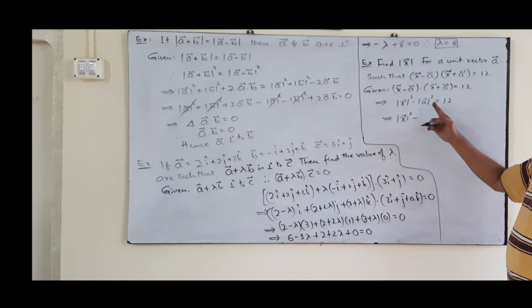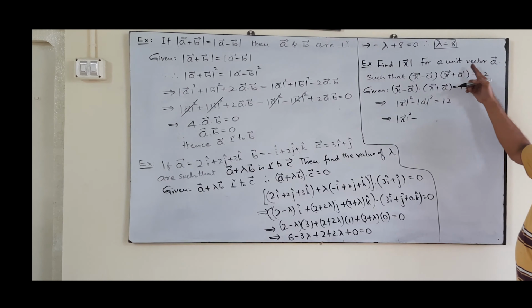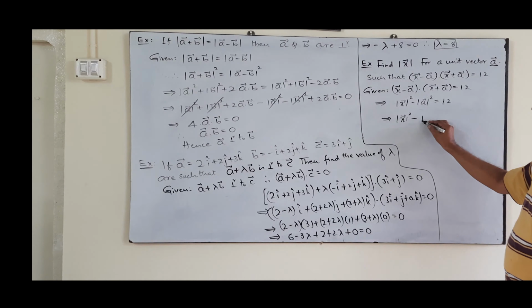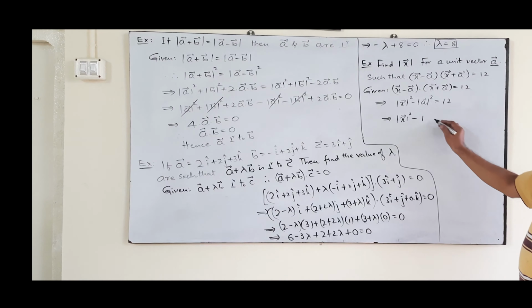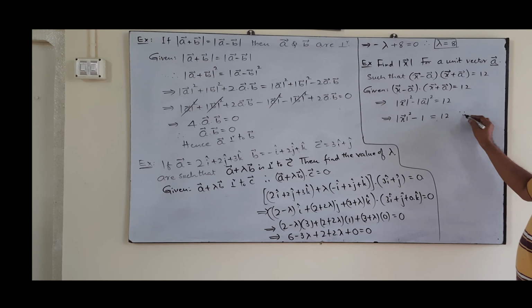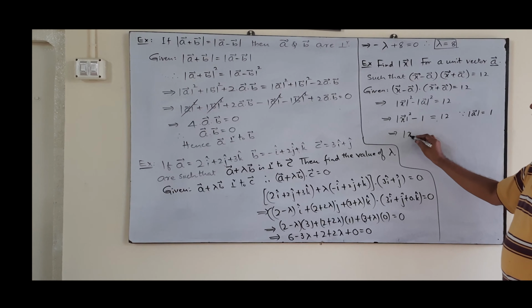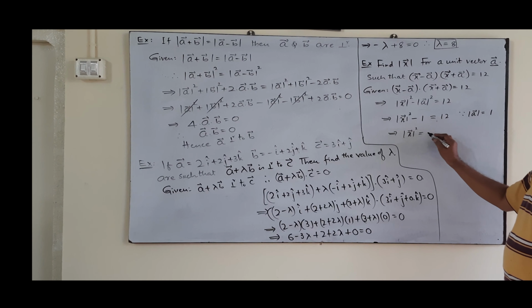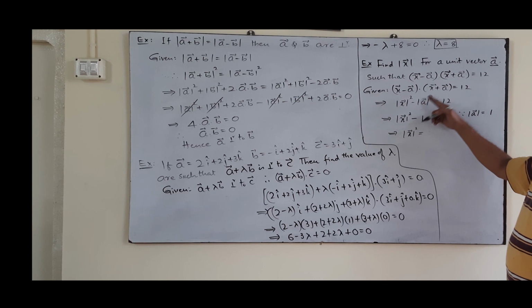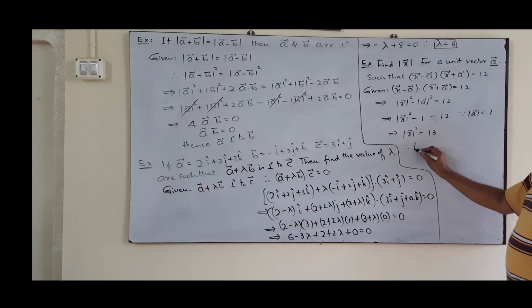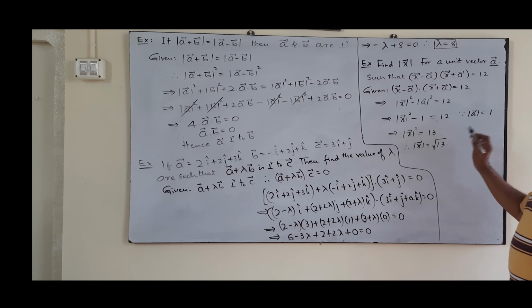Because a is a unit vector, by the definition of a unit vector whose magnitude is 1, |a| = 1. So |x|² − 1 = 12, which implies |x|² = 13 after moving the minus 1 to the right side as plus 1. Therefore the magnitude of x is root 13.